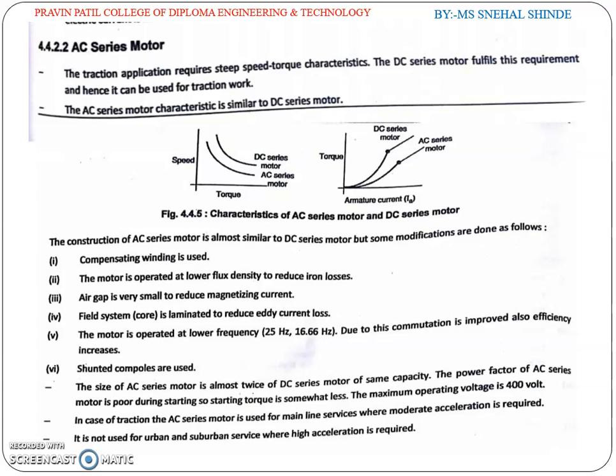Shunted compoles are used. The size of an AC series motor is almost twice that of a DC series motor of the same capacity. The power factor of the AC series motor is poor during starting, so the starting torque is somewhat less. The maximum operating voltage is 400 volts.